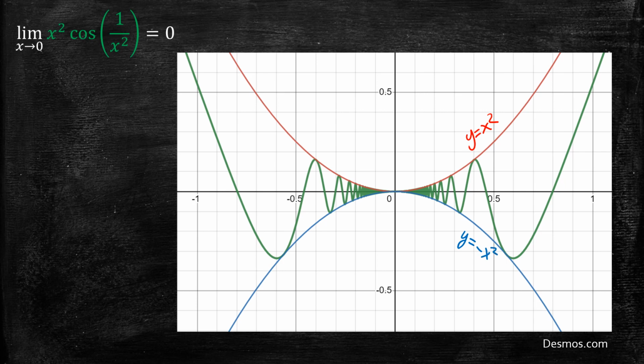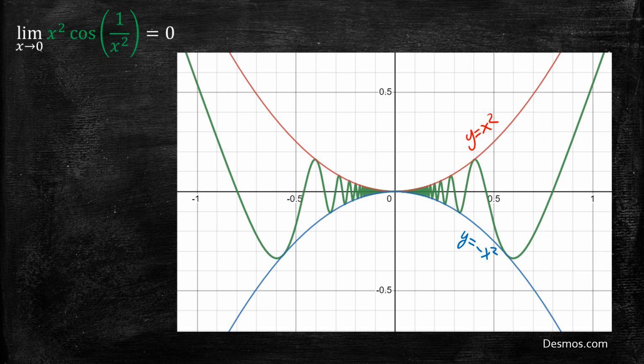So sometimes I might use the term bounded by. The green function is bounded above by y equals x squared and below by y equals negative x squared, or sometimes hemmed in between the two. This squeeze theorem is also known as the sandwich theorem, and for obvious reasons, it's sandwiched in there.